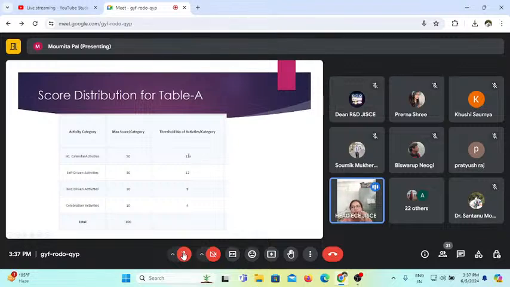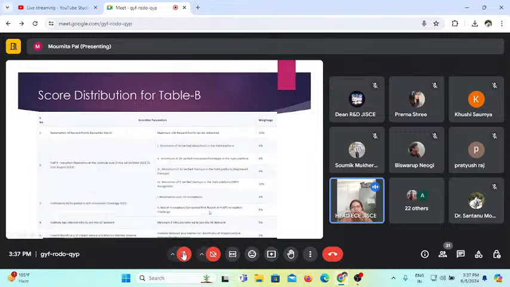The minimum threshold value required to qualify for the star gradation is 12 for IIC, 12 for self-driven, 9 for MIC driven, and for celebration activity 4 activities need to be completed. There are certain points under Table B, because the accumulative value for A, B and C will make the total score of IIC, and based on the score the gradation of the star rating is done.